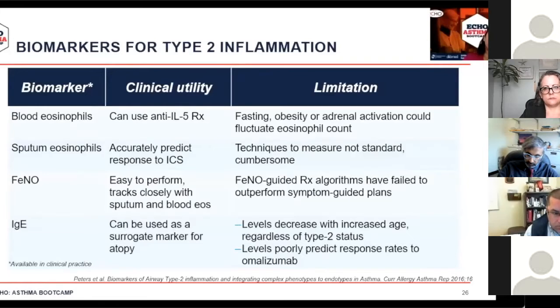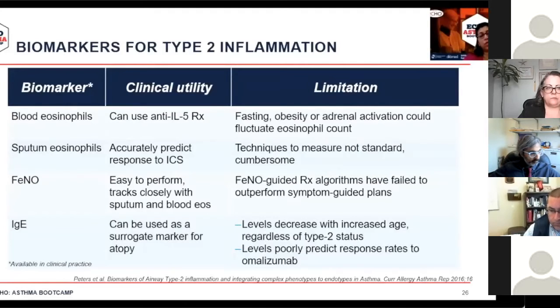Sputum eosinophils can be checked. These are not routinely checked in clinical practice because techniques are not necessarily standard. They're cumbersome, but certainly there are research studies and protocols that use sputum eosinophils routinely, and they can accurately predict response to inhaled corticosteroids.